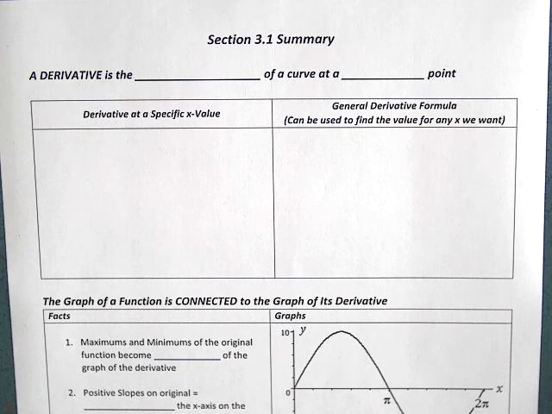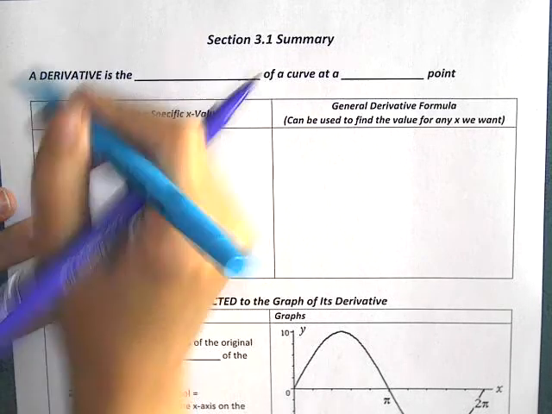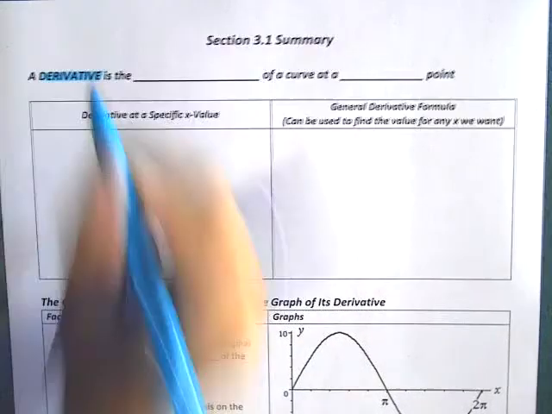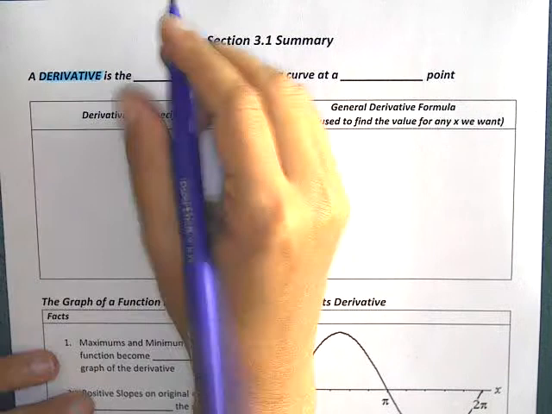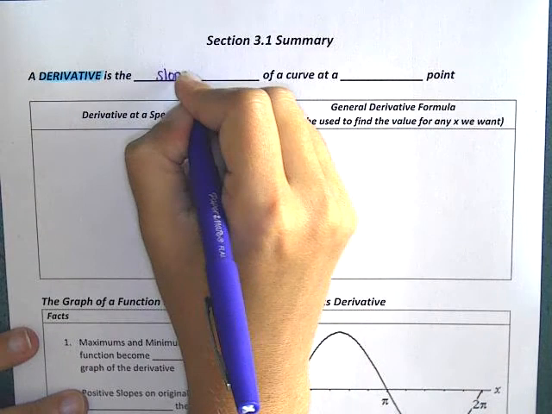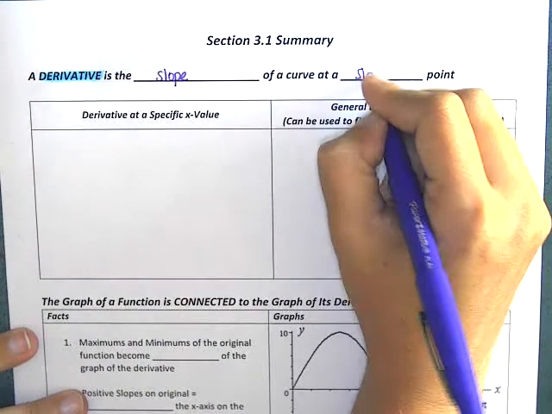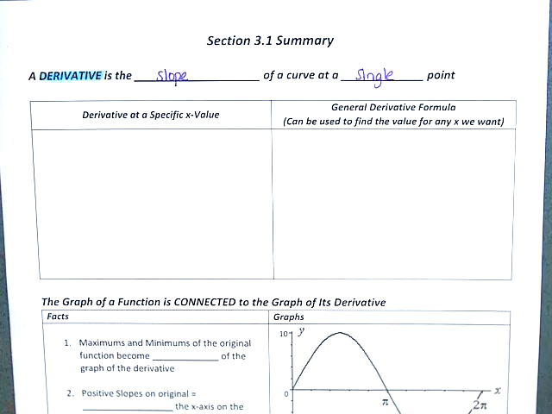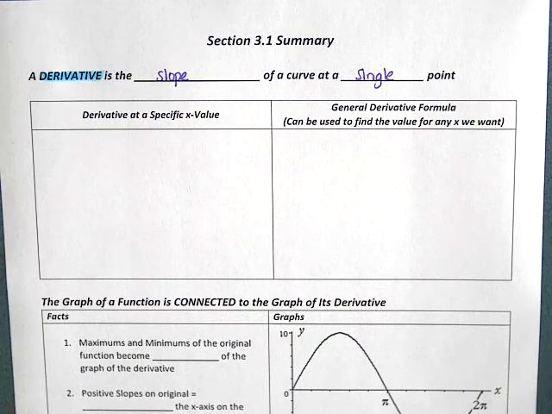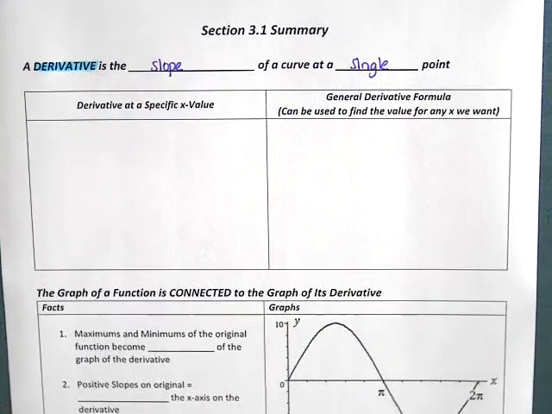Okay, the first major idea in this chapter is that a derivative, that's the new vocabulary word for this chapter, a derivative, this is very important, is the slope of a curve at a single point. Now we said on the very first day of school that our goal this year was to figure out how to find these things, so now we know how to find them.